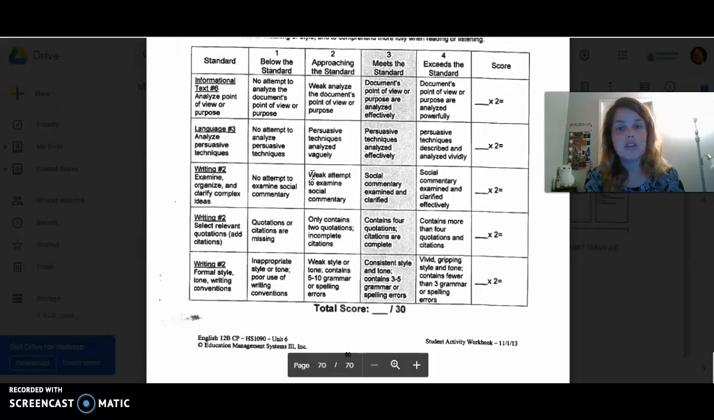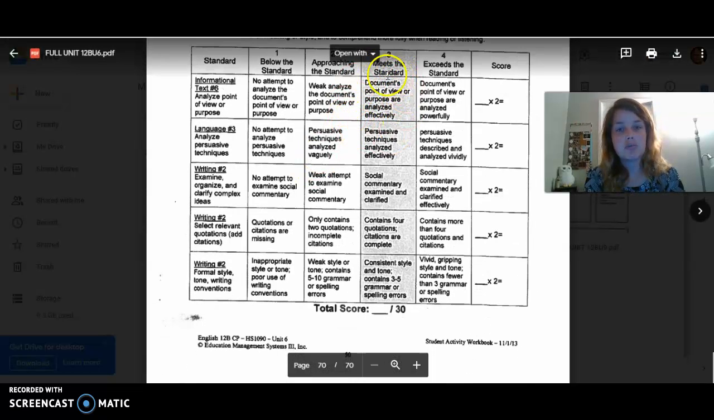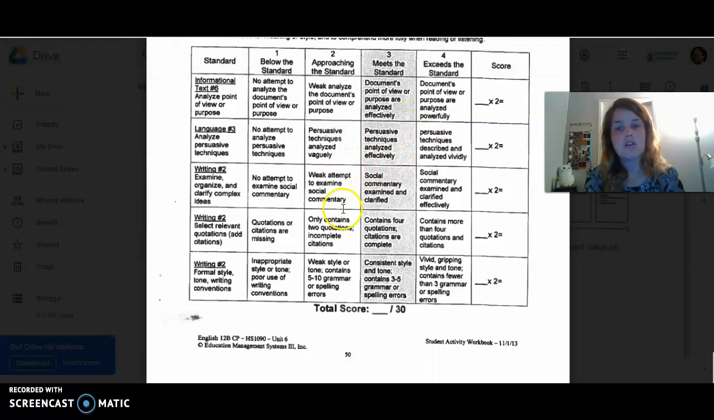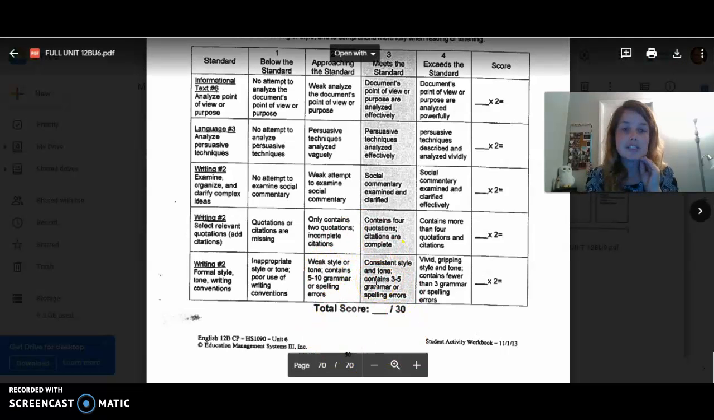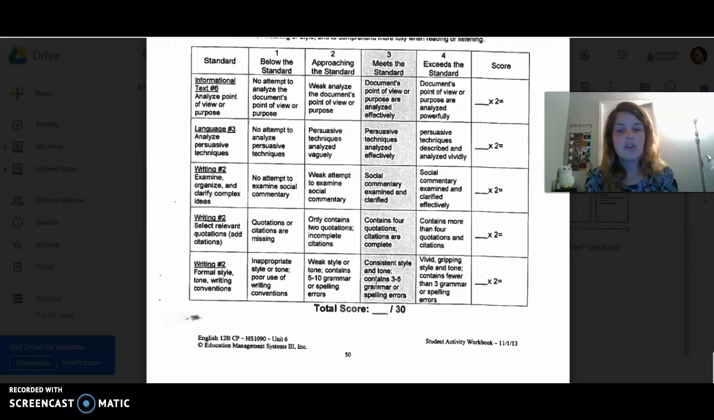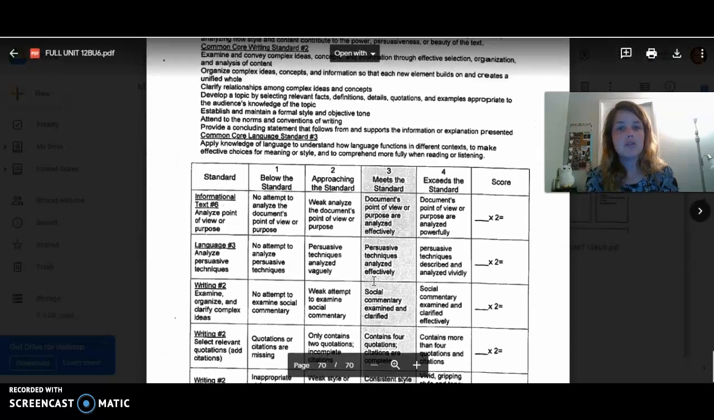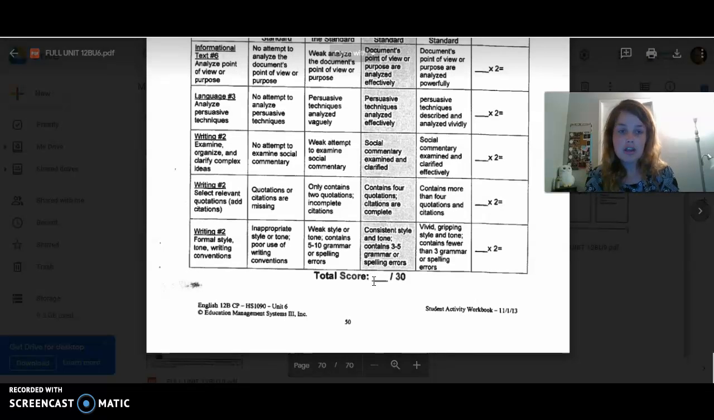So be careful. Documents, point of view, purpose are analyzed effectively. So if you did what we've talked about, you're fine. Persuasive techniques, ethos, logos, pathos, social commentary. You want to have at least 4 citations, 4 quotes, that means, okay? Consistent style and tone, 3 to 5 grammar or spelling errors. In order to pass this, you need at least 21, okay? If you need help with it at all, let me know. You can use my outlines, they usually help too.